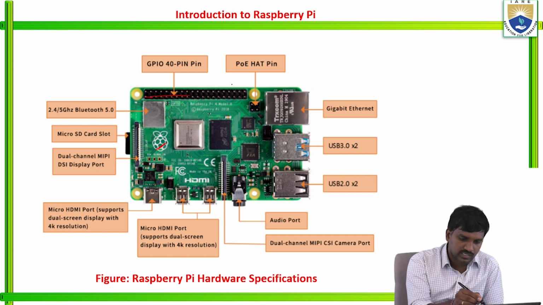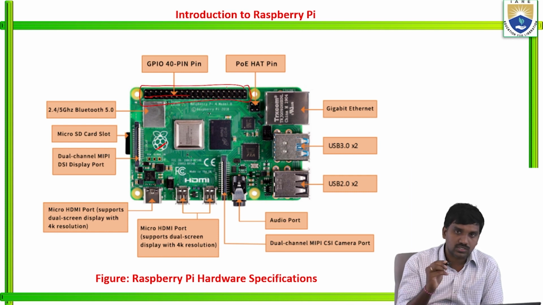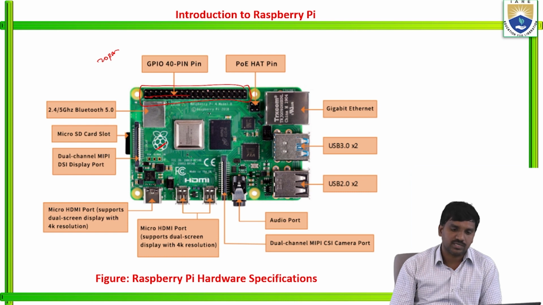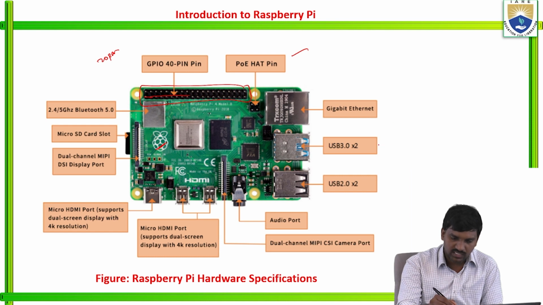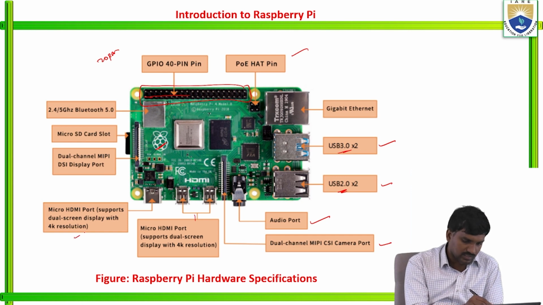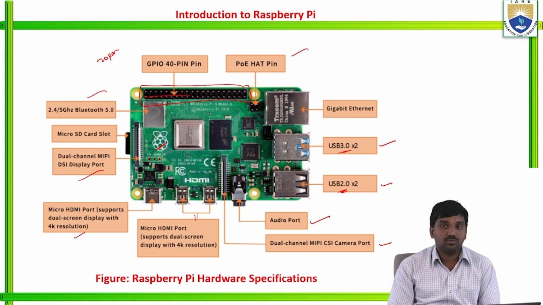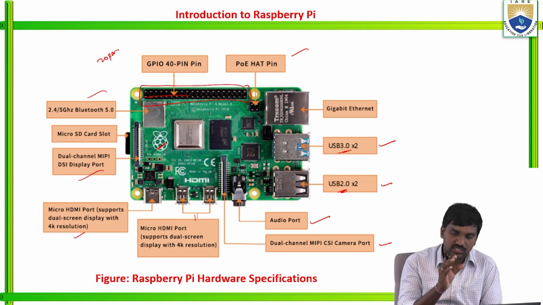First, from here to here, there are general purpose input output pins, nearly 20 pairs, nothing but 40 pins. Then there is the PoE HAT pin, gigabit Ethernet, two USB 3.0 ports and two USB 2.0 ports, an audio port, a dual channel MIPI CSI camera port, HDMI, a micro SD card slot, and 2.4/5 gigahertz Bluetooth 5.0. So this is the hardware specification of the Raspberry Pi.